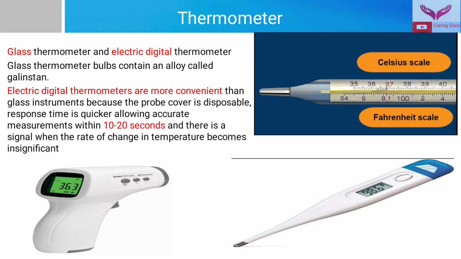This is the glass thermometer. On one side it has a Celsius scale, on the other side it has a Fahrenheit scale. The digital thermometer is inserted into the axilla, or it is put in the mouth, and gives you the digital reading. And the third one is the infrared thermometer, which we can point at the forehead of the patient or any skin surface, and it will give you the reading. It is almost contactless, as it was used in the COVID era.